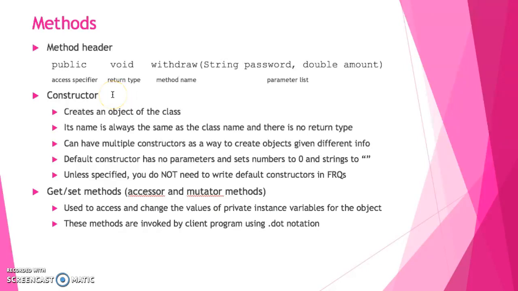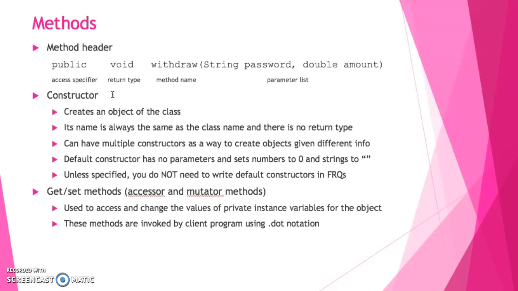A special method is our constructor, and our constructor is going to create an object of the class. The name of the constructor has to be the same name as the class, and there is no return type, as in you don't even put the word void there. You can have multiple constructors, which allows you to create objects multiple ways. The default constructor would have no parameters. It typically just initializes numbers and strings to be 0 and quote, quote. We don't have to make a default constructor unless we're specifically told to do so.